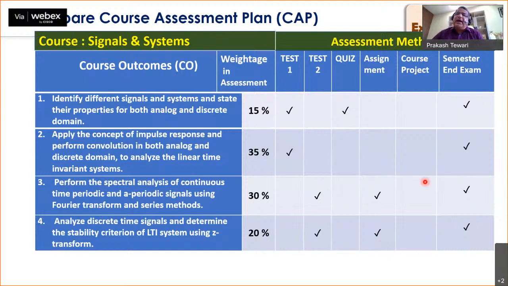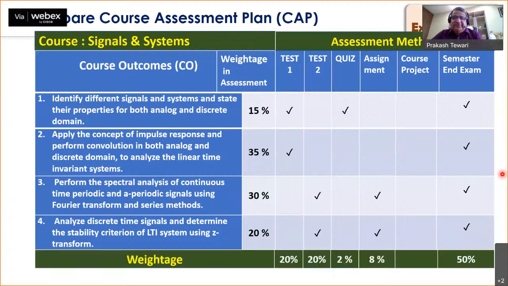Then I will ask questions related to all the COs in the semester exam. This is one way of mapping the COs with the assessment method. In our institute, the default is 50% CIE, 50% semester end exam. The 50% CIE is left to the faculty member. Here the faculty member has selected 20% for test 1, 20% for test 2, 2% for quiz, 8% for assignment.